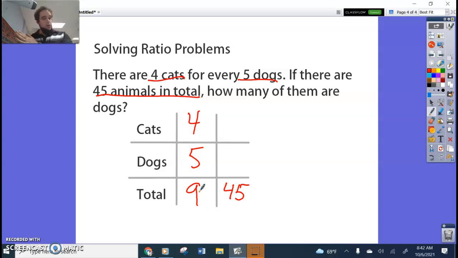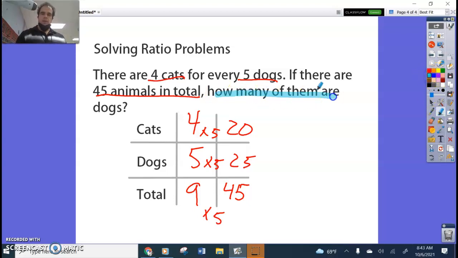Now, in my modified ratio, there's 45. So this multiplier must be by 5, which means the dogs are by 5, makes 25. Means the cats are by 5, which makes 20. Quick check, 20 plus 25 is 45. My math is all good. My main question here: how many of them are dogs? I can now answer that question. There are 25 dogs. That's how you solve ratio word problems.